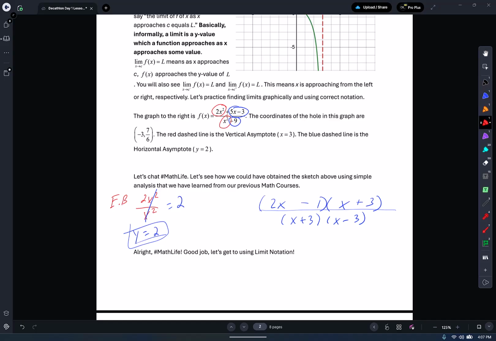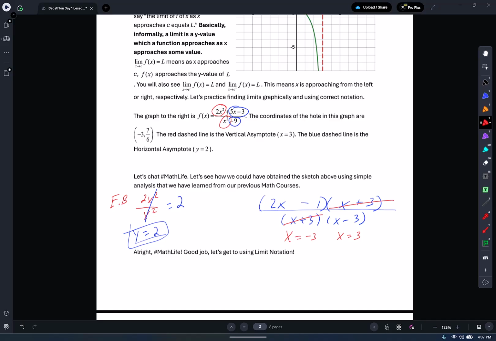Notice that the factor, remember, multiplying and dividing are inverse operations. So this x plus 3 cancels out because you're multiplying on the top and dividing on the bottom. Now remember, you're still not defined. You're not defined at -3 and you're not defined at 3. Why? Because you can't divide by 0. You can't. Does that make sense?